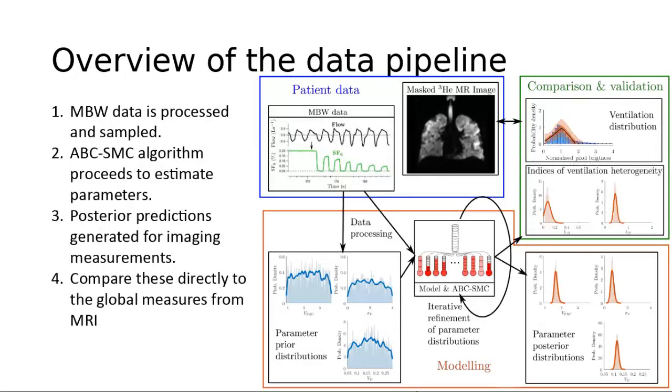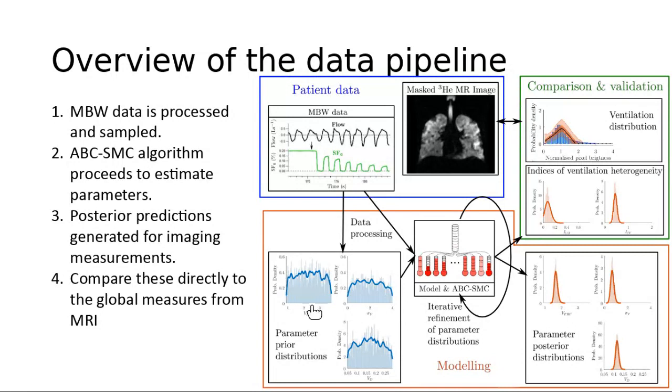Okay, so we're back to hopefully normal looking slides now, which is nice. And this is a good slide to have on, because this hopefully encapsulates everything I've just said in one diagram. We have the model in this box here, and what we do is we take multiple breath washout data, which looks like this, and we run a model.